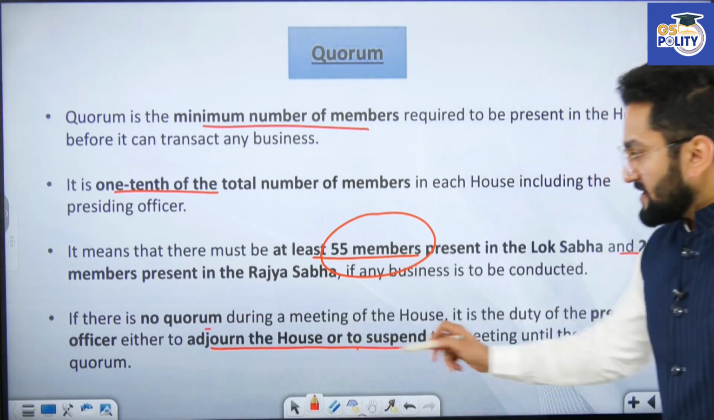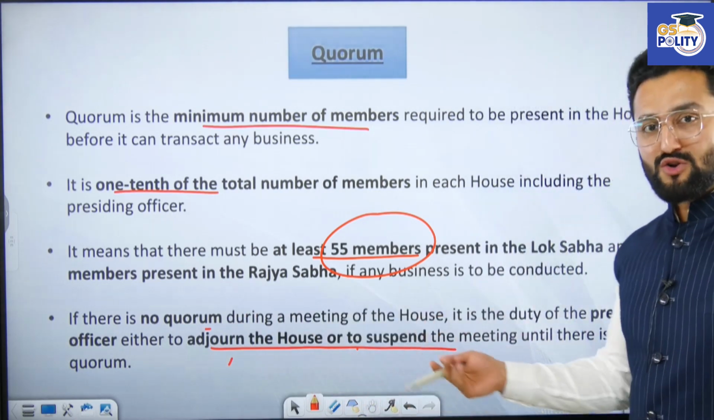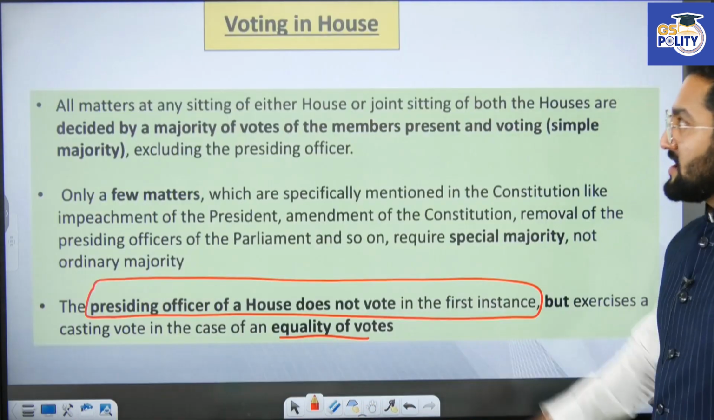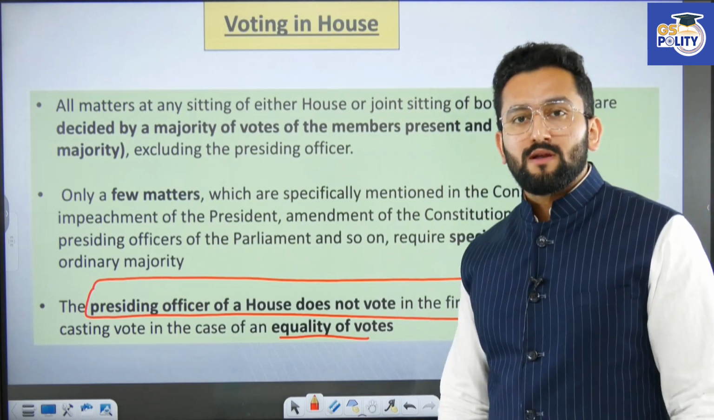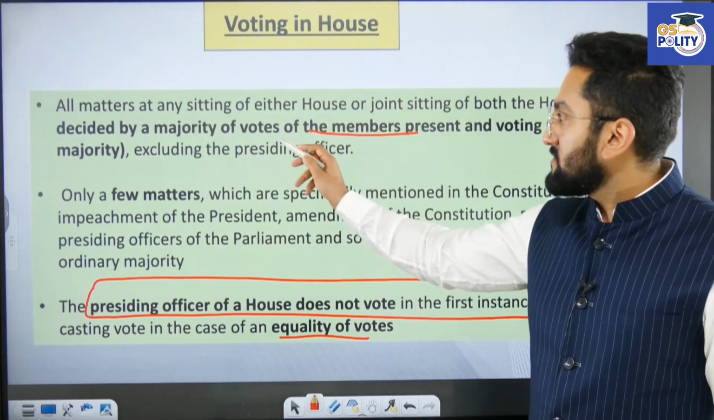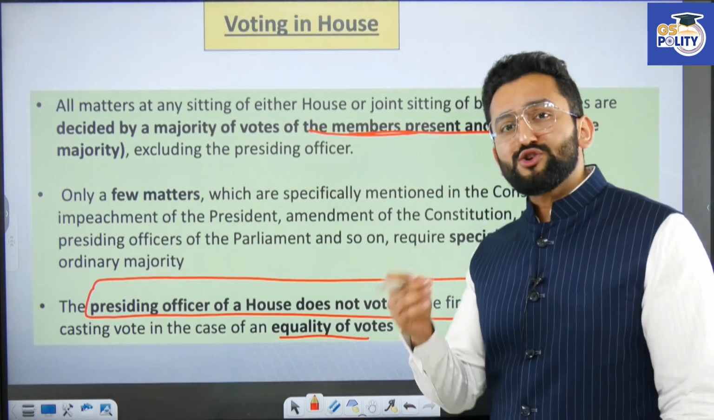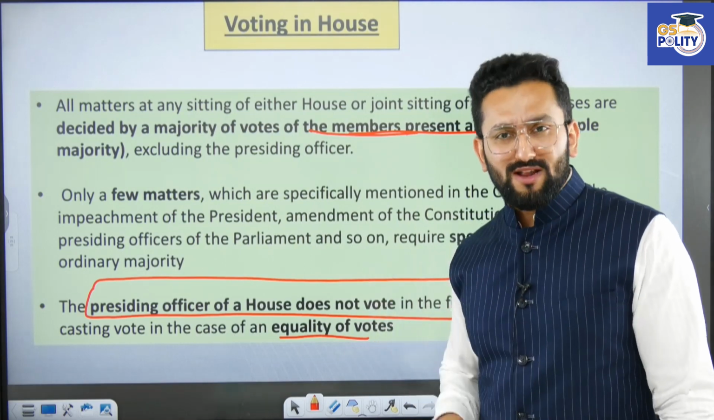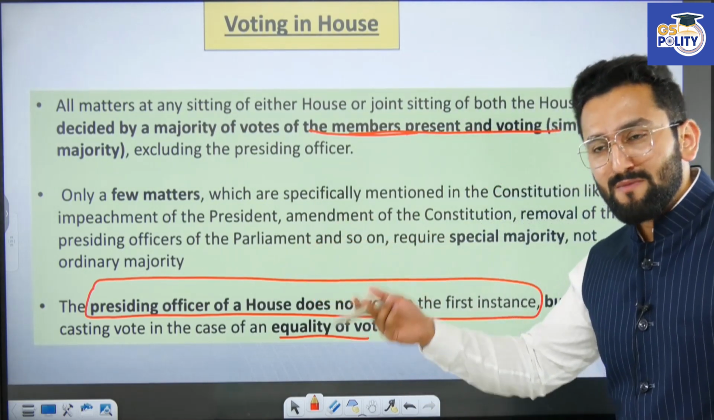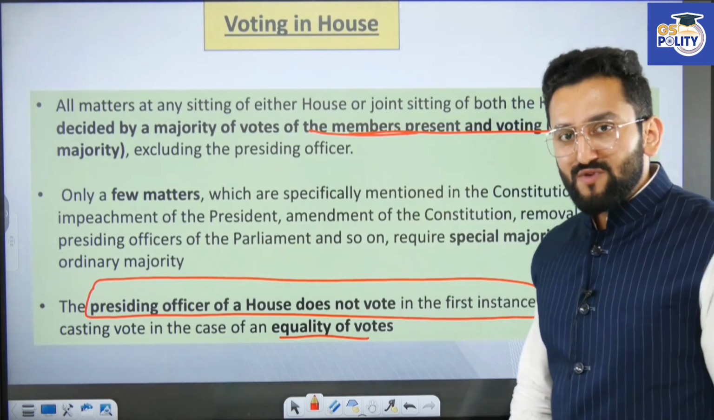If there is no quorum, then what is going to be done? There will be adjournment or suspension. Voting in the House. In the majority of cases, simple majority is used, the majority of votes of members present and voting. And specifically there are cases where the Constitution mentions a special majority. For example, impeachment, constitutional amendment, right? So these are the two kinds of voting methods which are used.